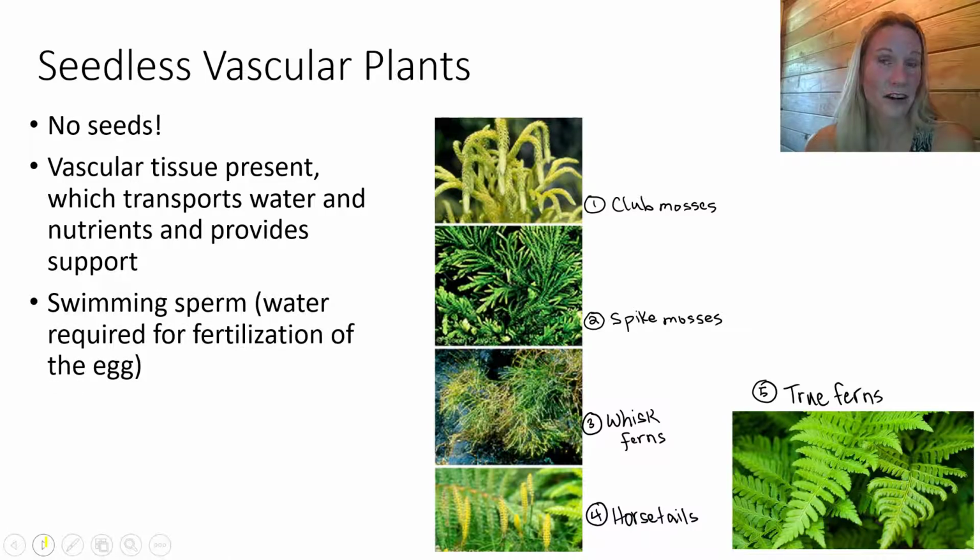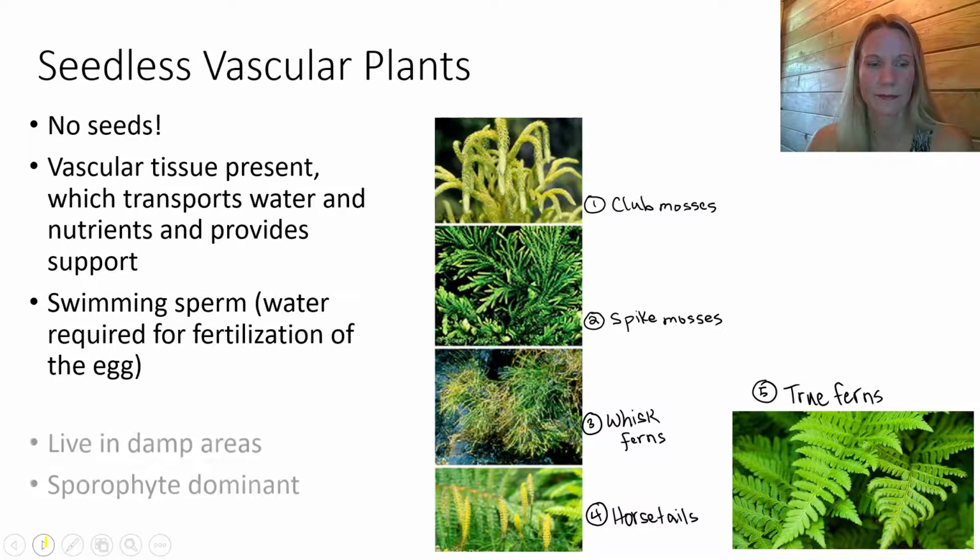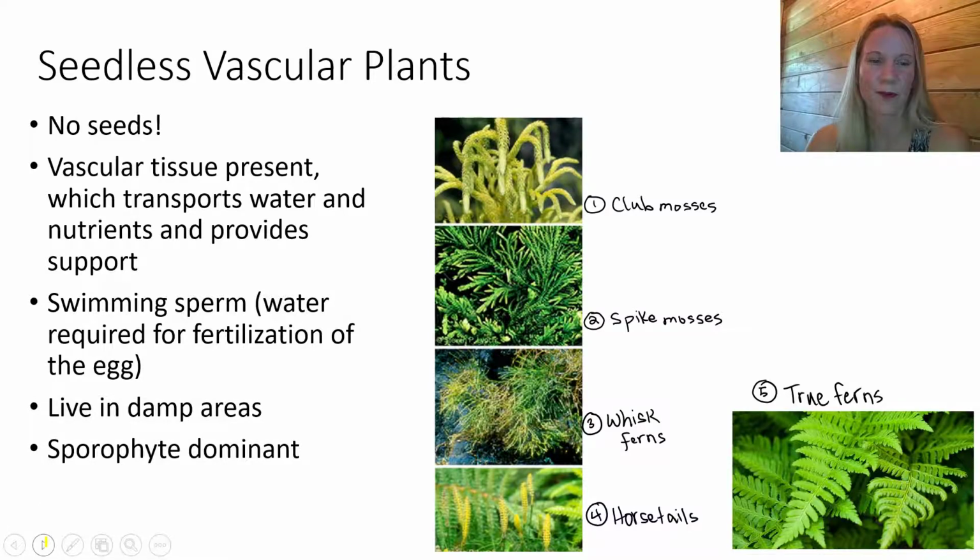They still are very dependent on water, just like the non-vascular plants, just like the mosses and the liverworts and the hornworts. So swimming sperm that are still going to need to swim to the egg to fertilize the egg. So they're going to be requiring water, living in damp areas. However, they're sporophyte dominant. So what does that mean? Sporophyte dominant means the sporophyte structure is the largest structure of the plant, and it's also the structure that performs photosynthesis for the plant.